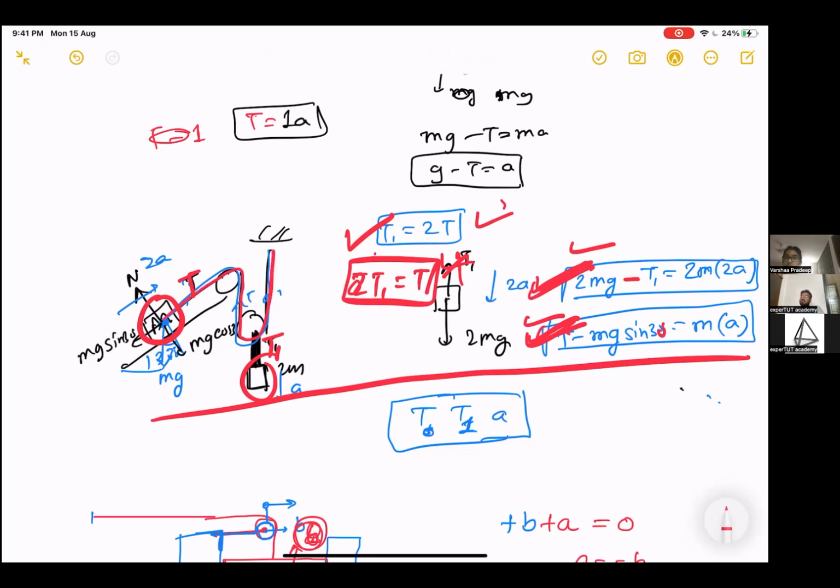the string tension. How do you know that these three equations have to be written? Of course, there are two blocks, so two FBDs will come. So these two are sorted, right? Yeah. The moment I write these, I will notice that there is T, T1 and A. So there are three unknowns. So I need one more equation, that is constraint. This is the general rule of all mechanics problems.